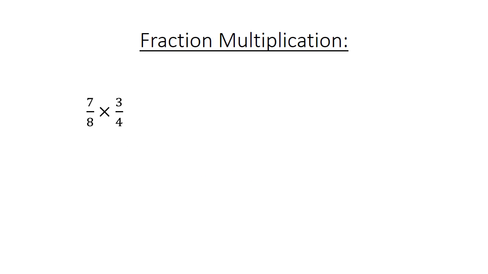Fraction multiplication. 7 over 8 times 3 over 4 equals. 7 times 3 equals 21. 8 times 4 equals 32. Fraction division. 7 over 8 divided by 3 over 4 equals 7 over 8. Change your division sign to a multiplication sign and multiply by 4 over 3. 28 over 24 equals 1 and 1 over 6.